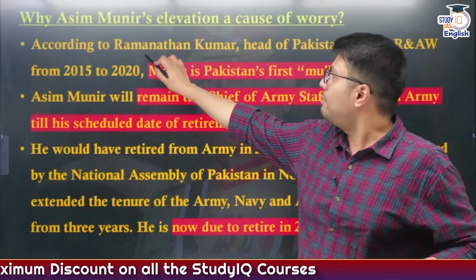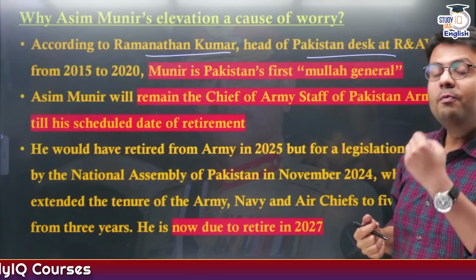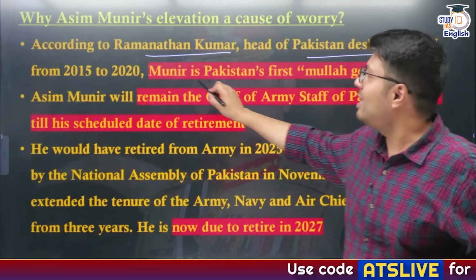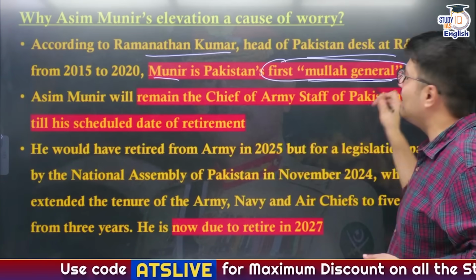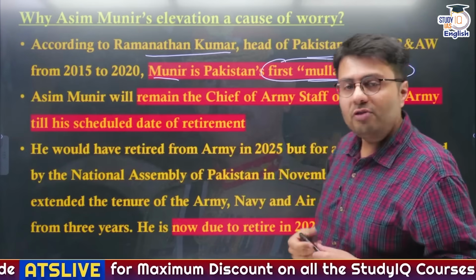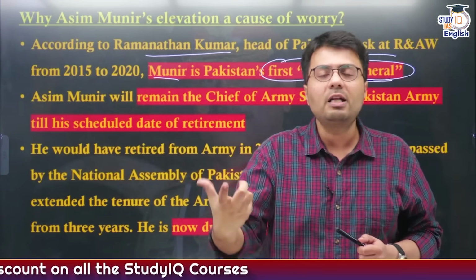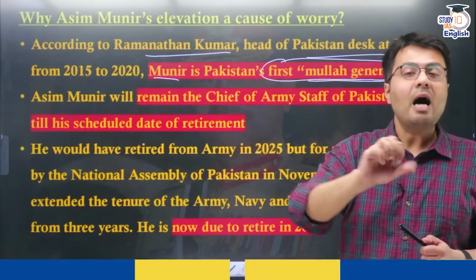Because according to Ramnathan Kumar, who was head of the Pakistan desk at the Research and Analysis Wing, which is India's external intelligence agency, Munir is Pakistan's first Mullah General. Why was he termed a Mullah General? Because Asim Munir, as against other military officers, associates quite closely with the radical sections of Islam in Pakistan and in other countries.